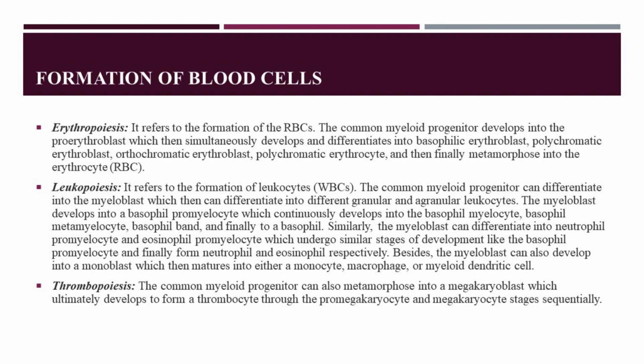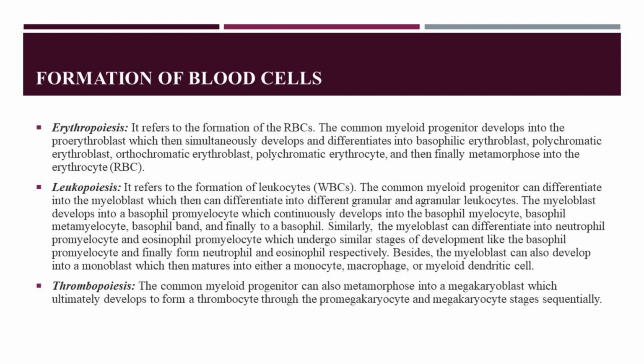Erythropoiesis. It refers to the formation of the RBCs. The common myeloid progenitor develops into the proerythroblast, which then simultaneously develops and differentiates into basophilic erythroblast, polychromatic erythroblast, orthochromatic erythroblast, polychromatic erythrocyte, and then finally metamorphoses into the erythrocyte, RBC.